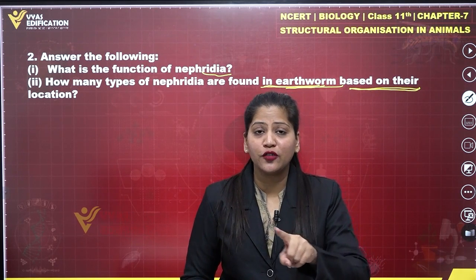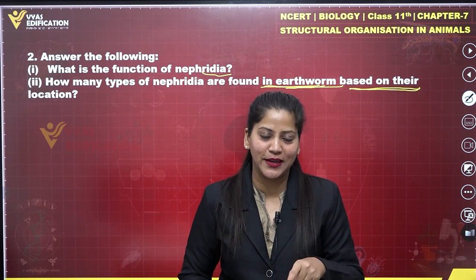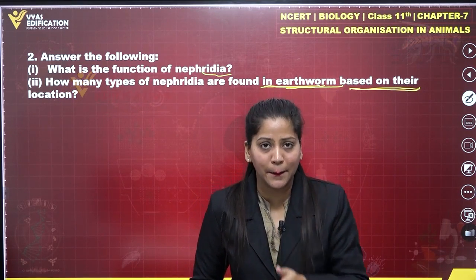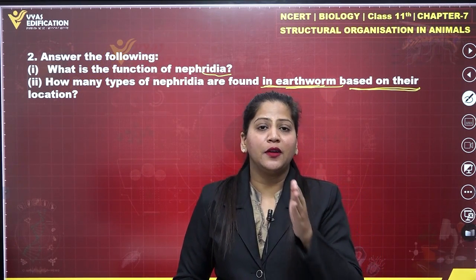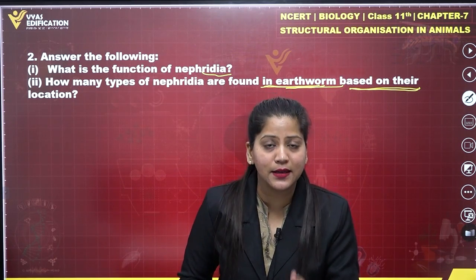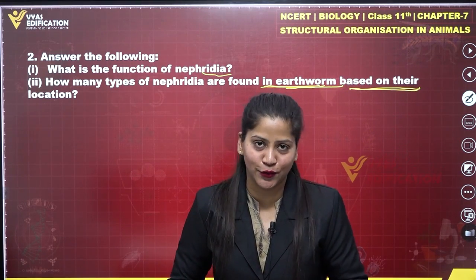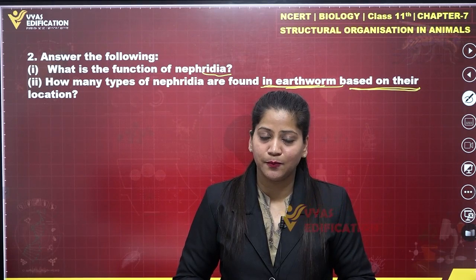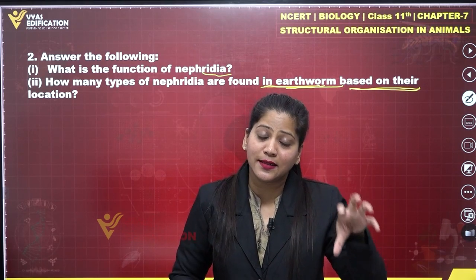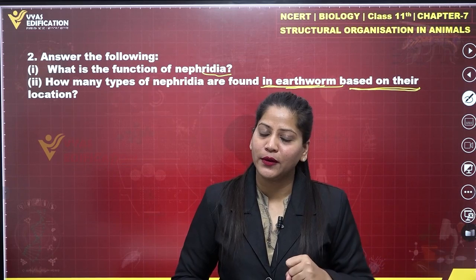Now the locations of these 3 nephridia in earthworm. The first one we have is septal nephridia. Septal nephridia are present on both sides of intersegmental septa, behind the 15th segment in the earthworm. We know that earthworm is segmented. So behind the 15th segment, the septal nephridia are present and they open into the intestine of earthworm.